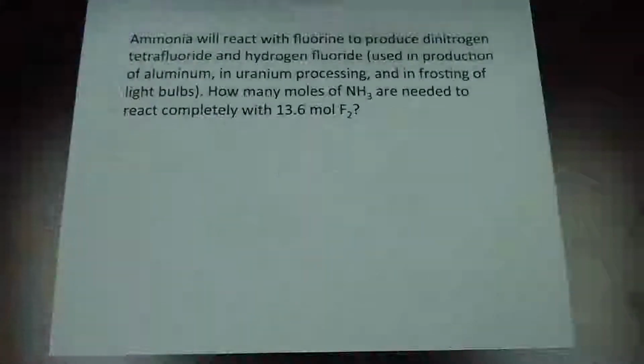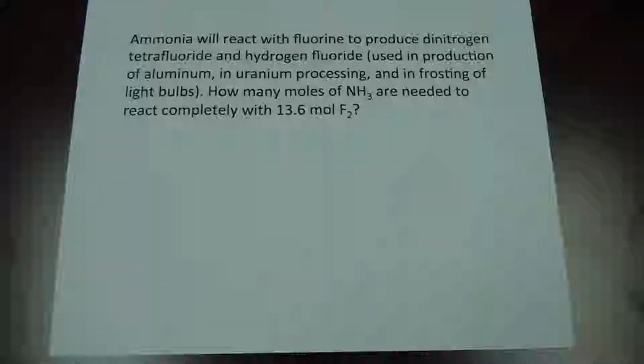So, first example. Ammonia will react with fluorine to produce dinitrogen tetrafluoride and hydrogen fluoride, used in the production of aluminum, in uranium processing, and in frosting of light bulbs. How many moles of ammonia are needed to completely react with 13.6 moles of fluorine?